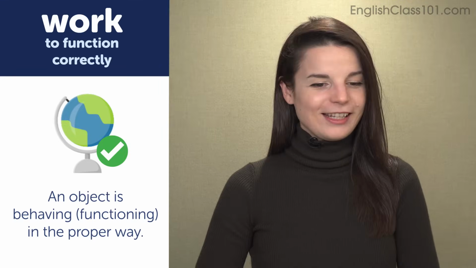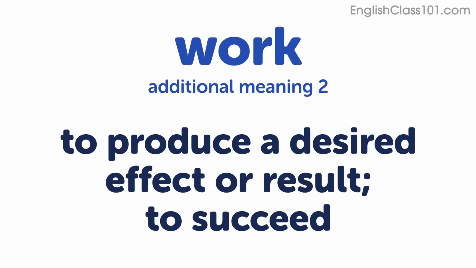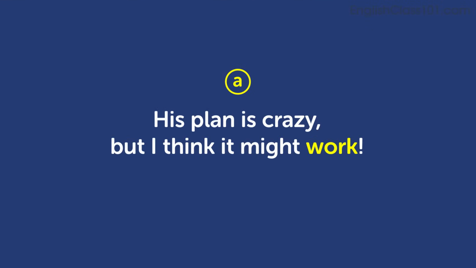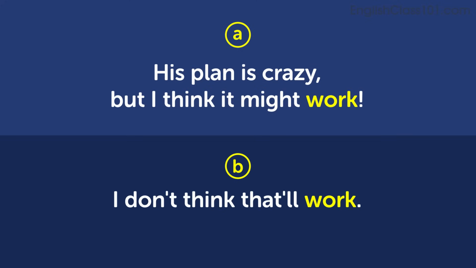Meaning 2. The second definition is to produce a desired effect or result, or to succeed at something. So some examples of this meaning. His plan is crazy, but I think it might work. I don't think that'll work. Fun fact, I took that example sentence, I don't think that'll work, from a video game called Indiana Jones and the Fate of Atlantis.